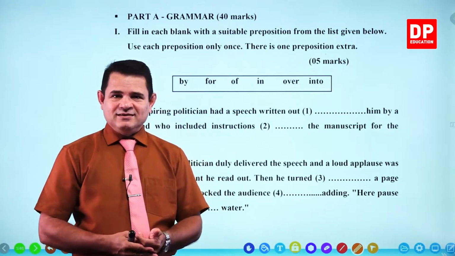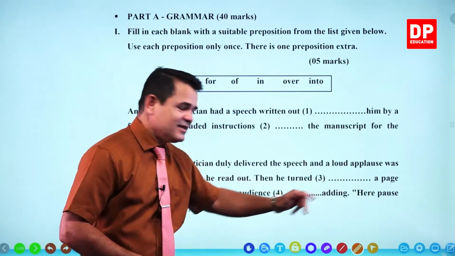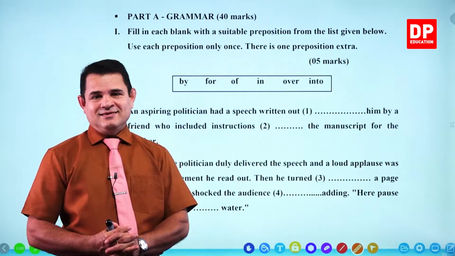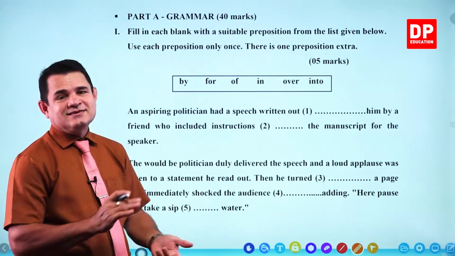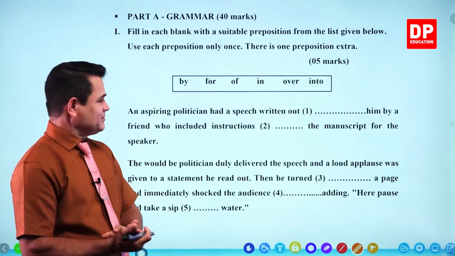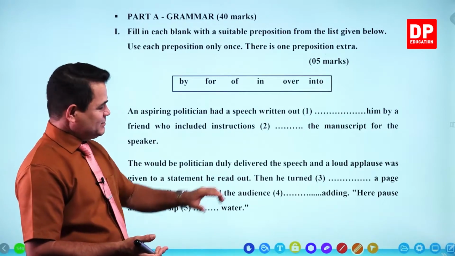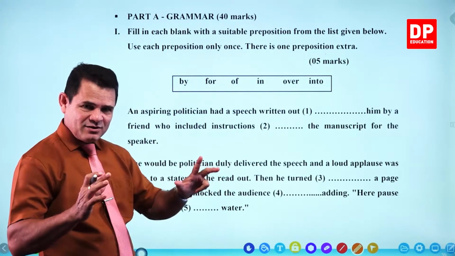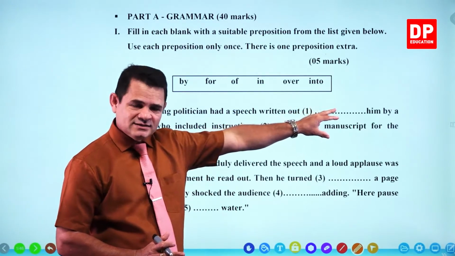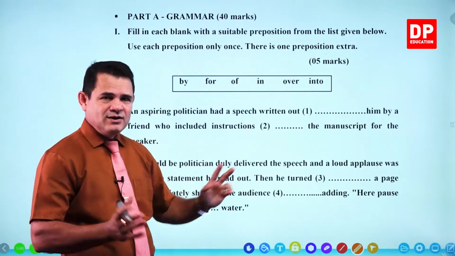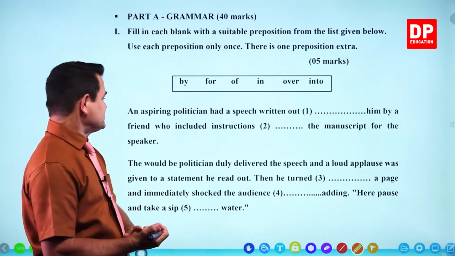What had happened? The politician had read this sentence also during the speech. Then the audience clapped and laughed. Now you got an idea what happened. Now we have some understanding of what happened here, so it is very easy to find the words for the blanks. Now let's try to find the correct answer for these blanks.